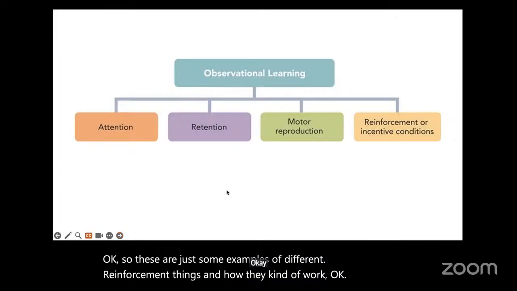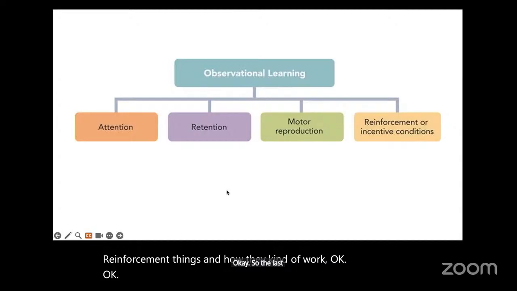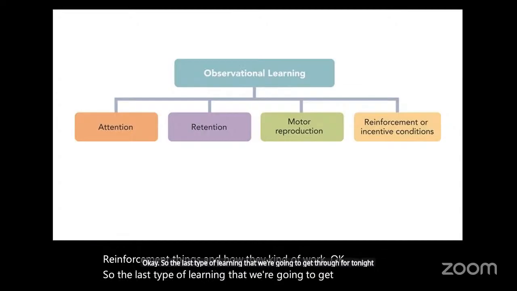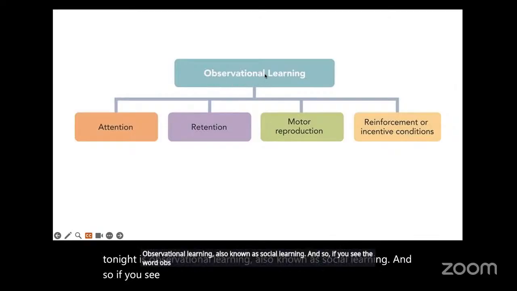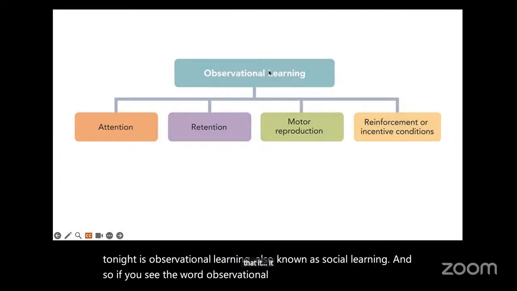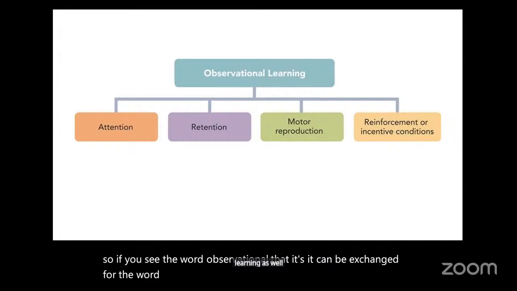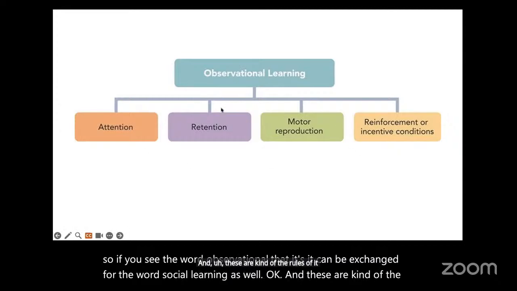Okay. So the last type of learning that we're going to get through for tonight is observational learning, also known as social learning. And so if you see the word observational, it can be exchanged for the word social learning as well. Okay. And these are kind of the rules of it, right?